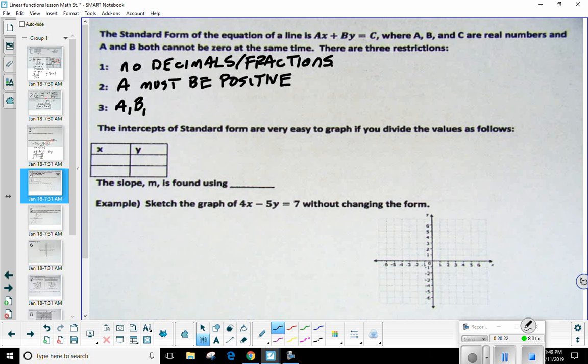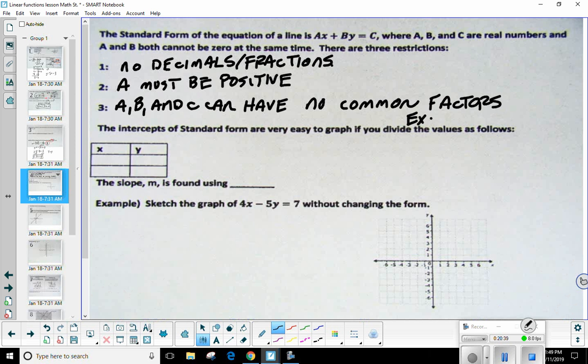Okay. So A, B, and C can have no common factors except 1.